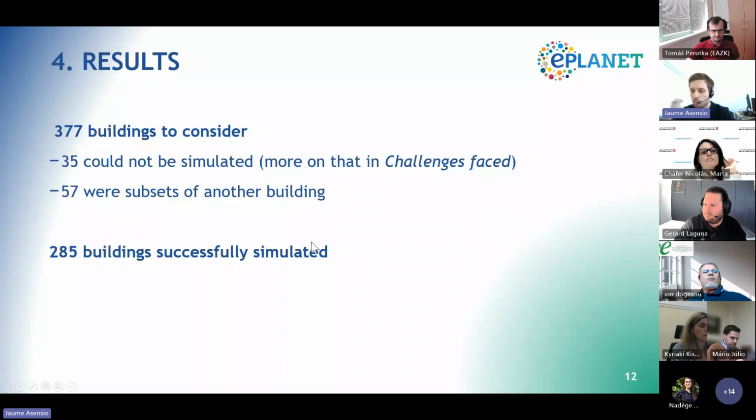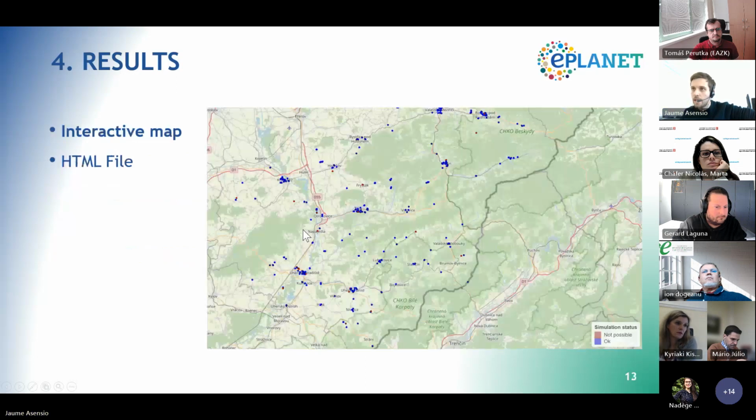And now moving on to some results of the EAZK buildings. We had 377 public administration buildings of the Zlin region. Out of those, 35 could not be simulated. I'll go more on that later. And 57 were not simulated because they were subsets of another building, so they were kind of duplicate coordinates, so we only simulated them once. Finally, we have 295 buildings that were successfully simulated. And we made an interactive visualization tool to see the results.